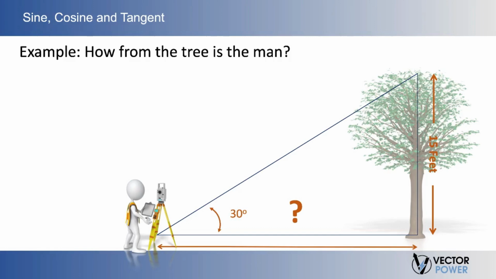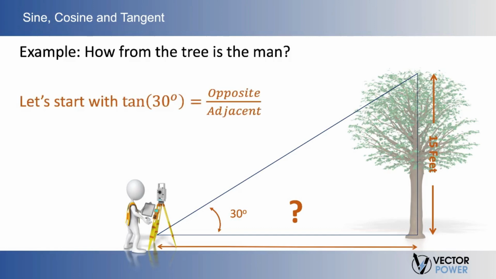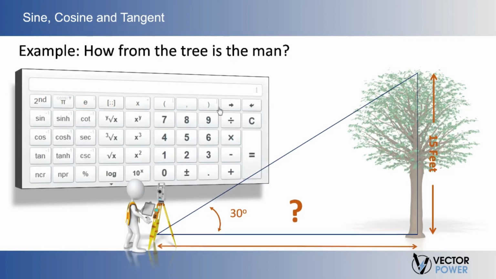All right, let's go ahead and work through together and see if you got the right answer. Let's start with tangent of theta would be equal to the opposite divided by the adjacent. On the calculator, press the tan key, then type in 30, and we see that the tangent of 30 degrees equals 0.5774.